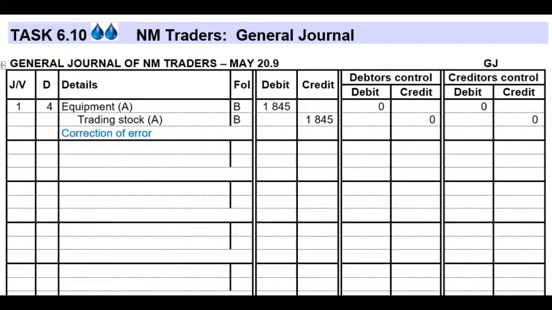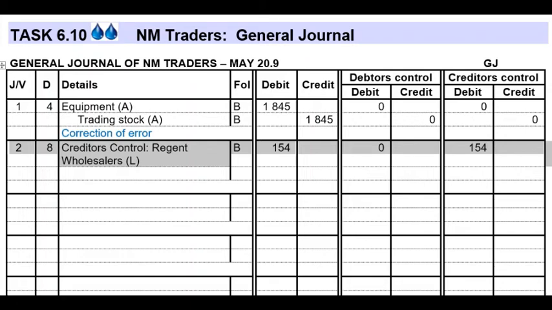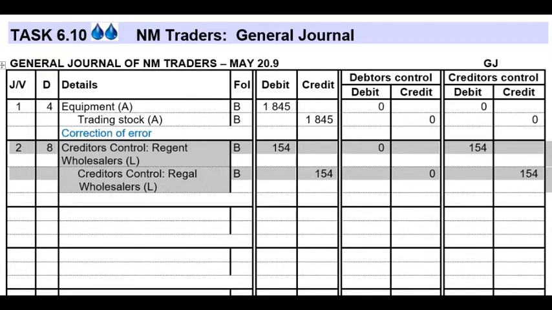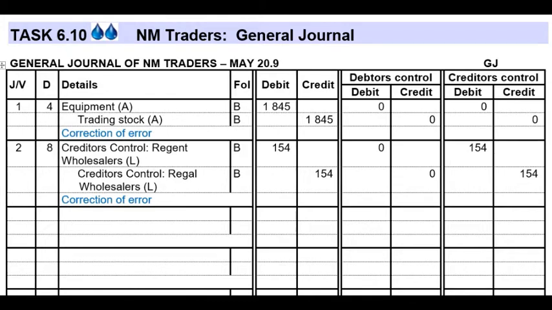Okay, then the next transaction took place on the 8th. It said stationery purchased on credit from Regal Wholesalers as per invoice for 154 Rand was erroneously posted to the account of Regent Wholesalers in the creditors ledger. So we bought stationery on credit, but we credited the wrong creditor's account. Okay, so what we must do is we must go and debit Regent Wholesalers because we didn't buy from them, so we don't owe them that money. And we must go and credit the creditor that we actually bought the stationery from, Regal Wholesalers, and you say that it's a correction of error.